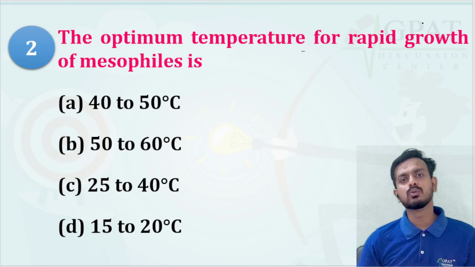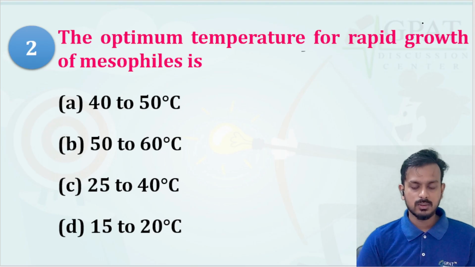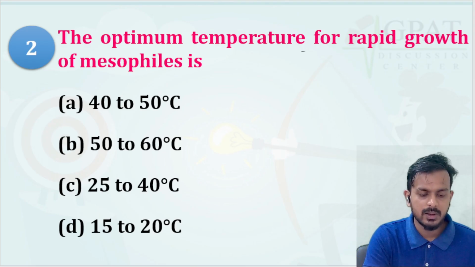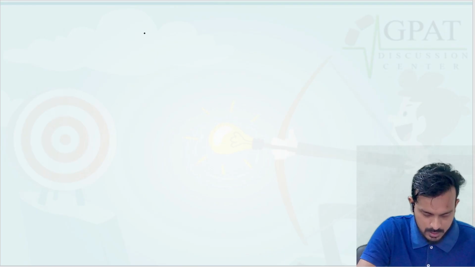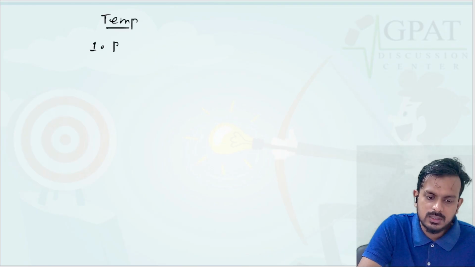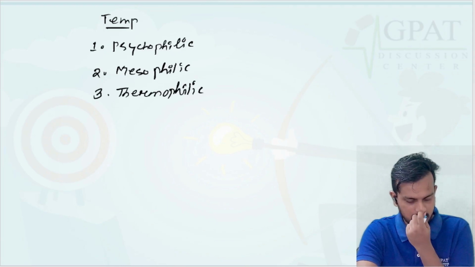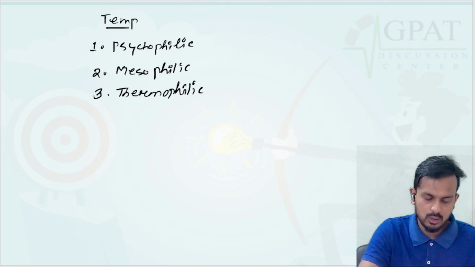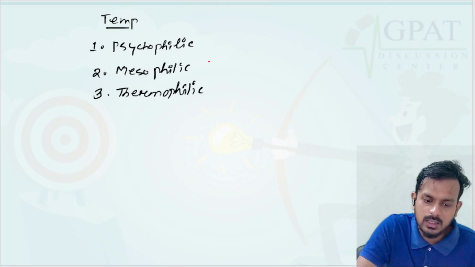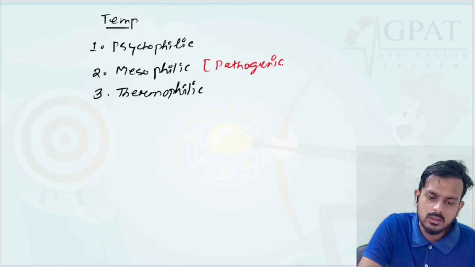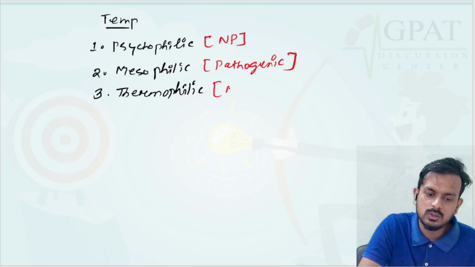If you remember, I have discussed in your class that bacteria are classified on the basis of temperature. First is psychrophilic, second is mesophilic, and third is thermophilic. These mesophilic bacteria are basically pathogenic, but psychrophiles are non-pathogenic. Thermophiles are also non-pathogenic.